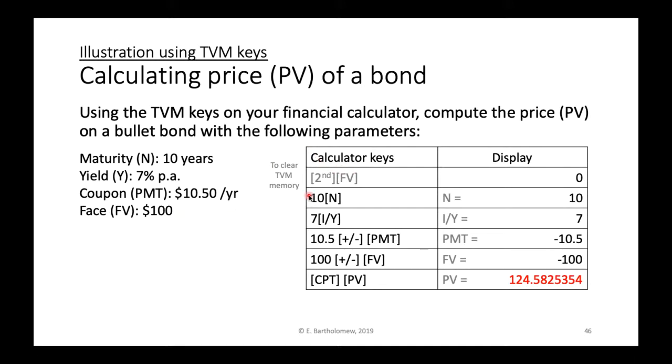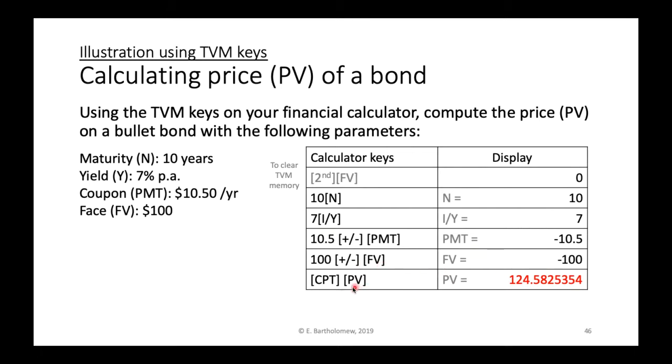All right, so what do we do? Well, first, good practice is to clear the TVM memory. You can do that by hitting second, then the FV key. That will clear all of the TVM memory slots, so they go to 0. And then you can input them in this manner. You'd hit 10, the N key, and then you should see displayed N equals 10. Hit 7 and the I/Y key, you should see displayed I/Y equals 7. Now here we're going to change the sign. So 10.5, we hit the plus or minus to change to negative, and then hit payment. If that's done correctly, you'll see payment equals negative 10.5. And then finally 100, plus minus to make it negative, future value, and you'll see this.